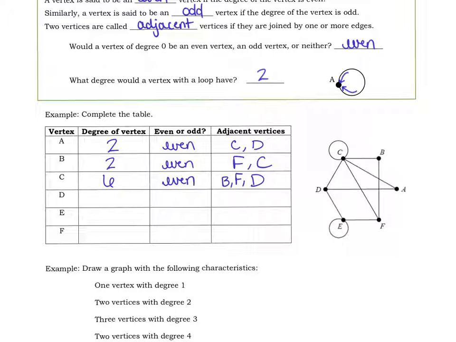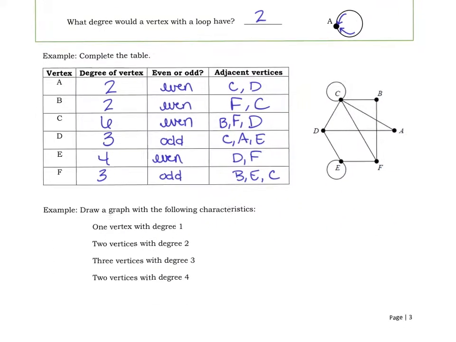All right, continue on working on the degree, even or odd, and adjacent vertices for D, E, and F. Pause the video, come back when you're done. All right, again, take a look and see how you did. You should end up with a couple odd vertices, the first ones we saw on that graph, as well as an even, and then your list of adjacent vertices as well. How you list them doesn't matter, as long as you have the same ones listed.